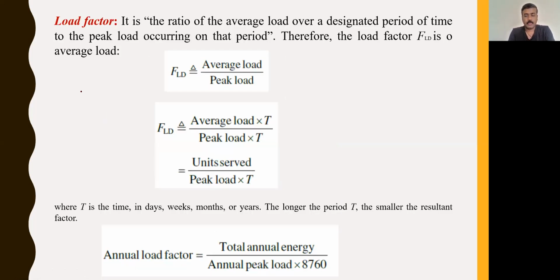Another factor is called load factor, which is the ratio of the average load over a designated period of time to the peak load occurring in that period. Again, this period may be days, weeks, months or years as well. So the load factor is expressed as the ratio between average load to the peak load. In terms of time calculation, we can say it is units served to the peak load into time. And if you are going for annual load factor, it is the total annual energy generation to the annual peak into total number of hours in operation.